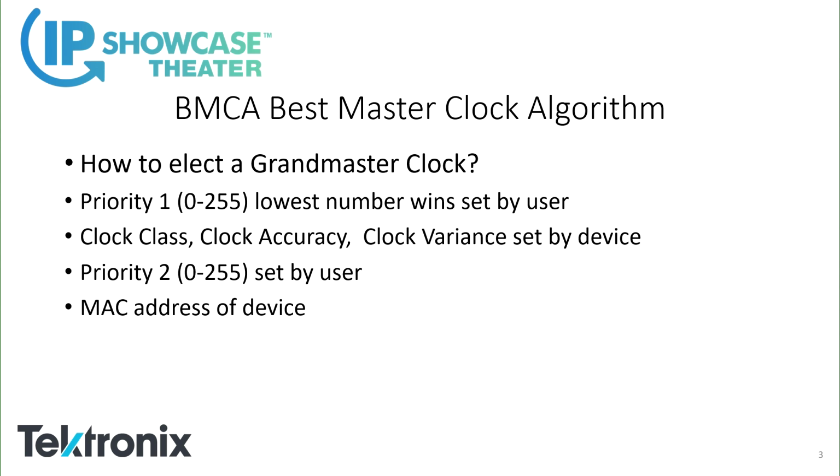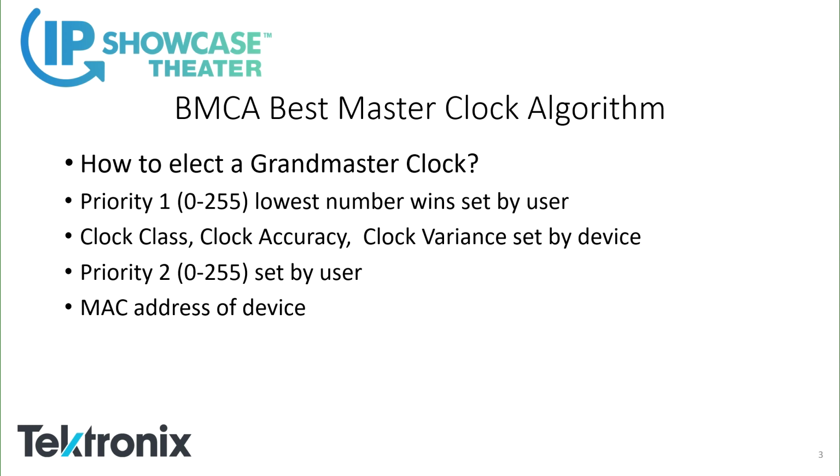But now we need to do an election process to define who is going to be our master clock within our media network. So how do we elect our grandmaster clock? There are a variety of different settings that you can provide within your sync pulse generator to determine which device is going to be your master clock. And that starts with the priority 1 message that can be configured between 0 to 255. And the lowest number in this game in Las Vegas wins.